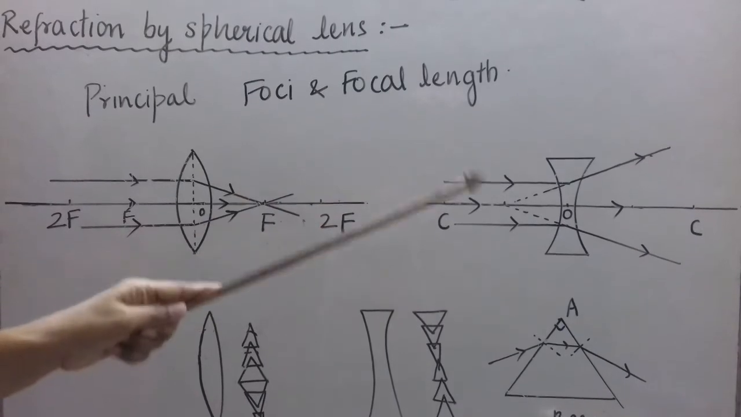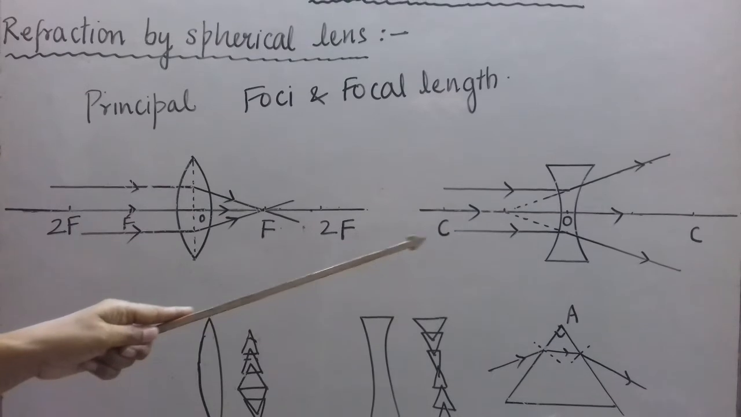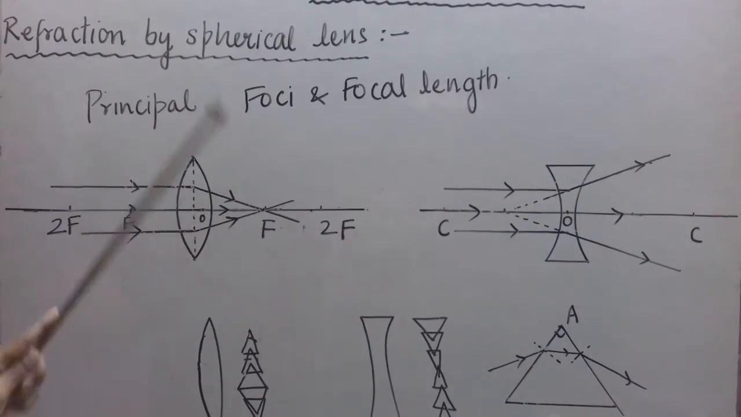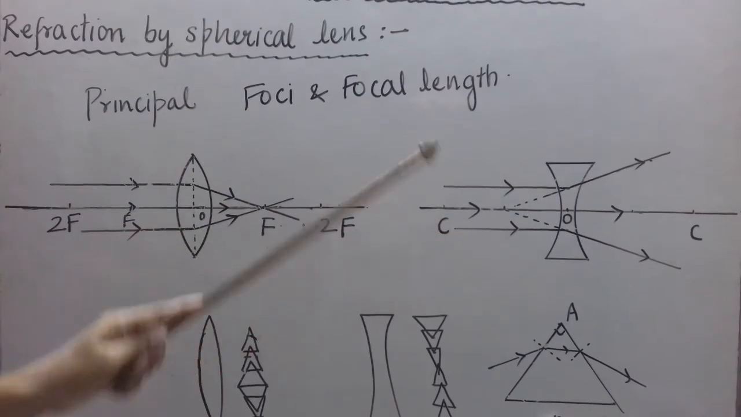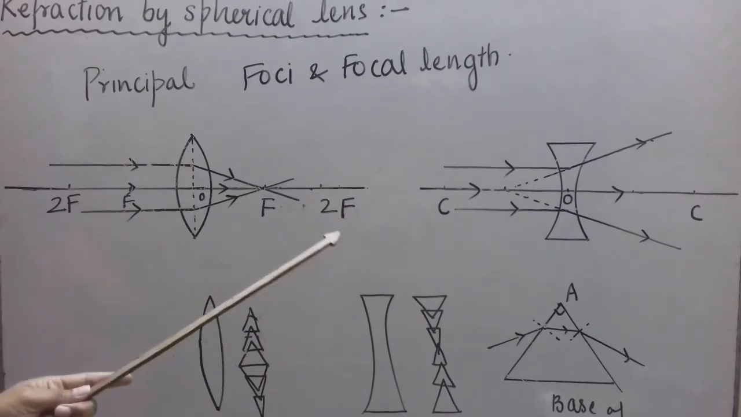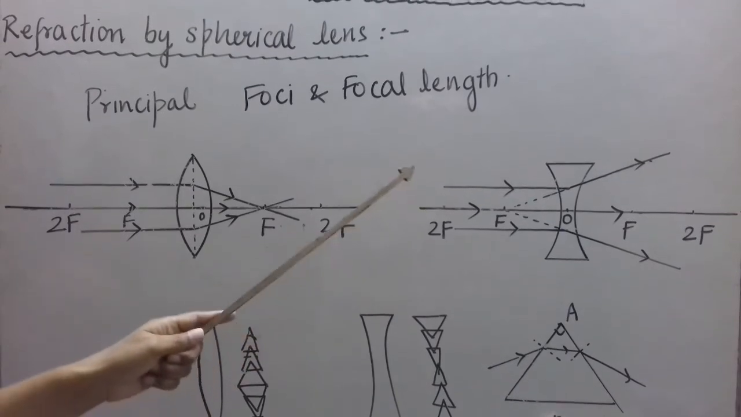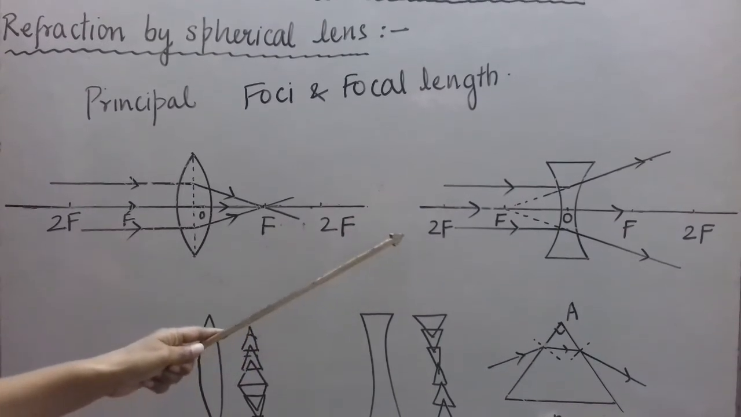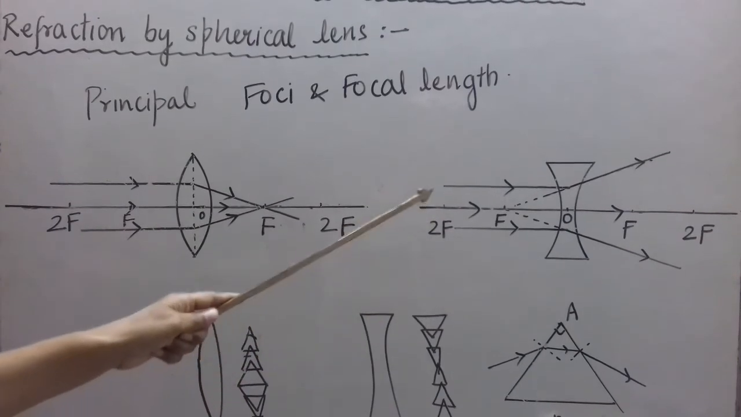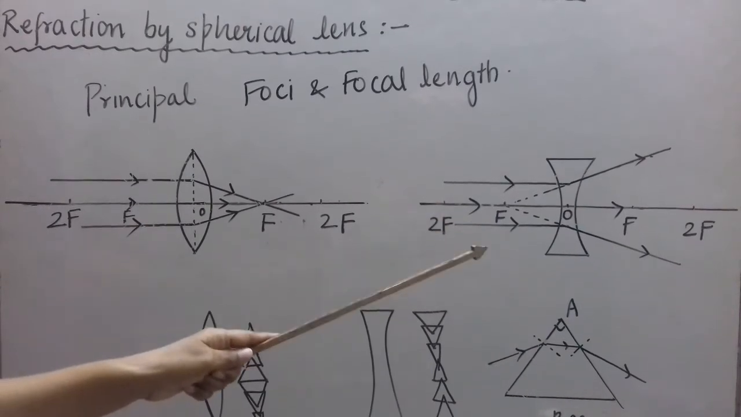As we have both the sides refracting, if I take parallel rays coming from that side, they are going to diverge this side and they will again appear to meet on the other side. So in a similar manner we can have two principal foci for a concave lens also. In case of a concave lens, again I am not writing C, instead of C I am writing 2F on both the sides, and I have shown two foci, one on either side, and represented it by F.